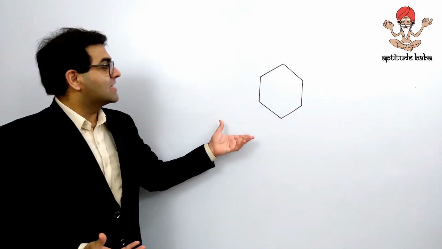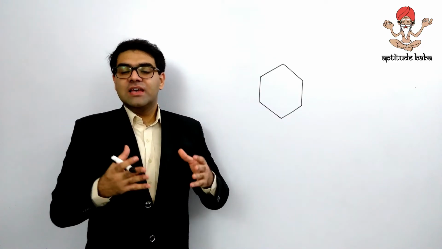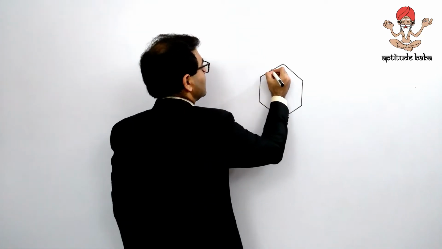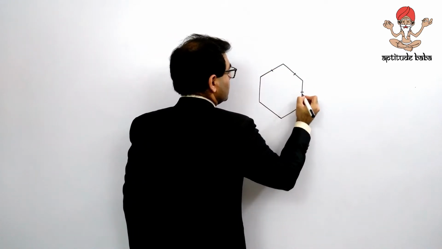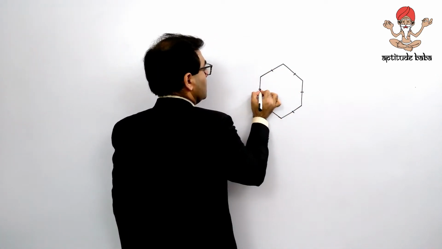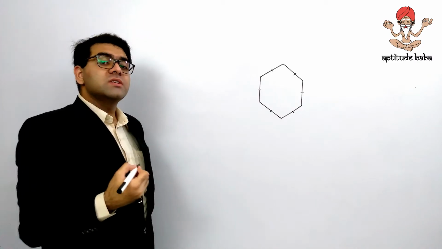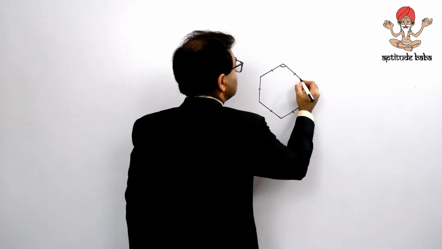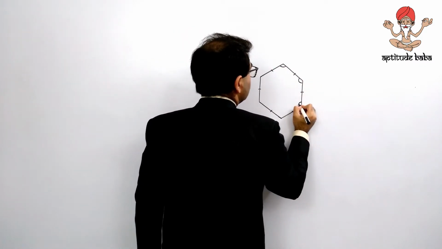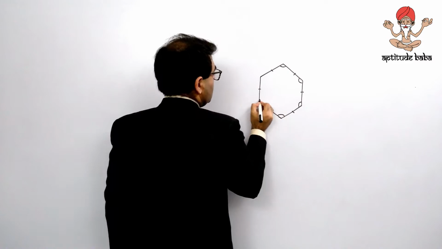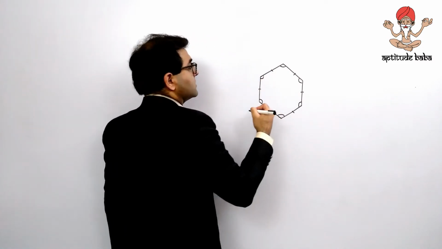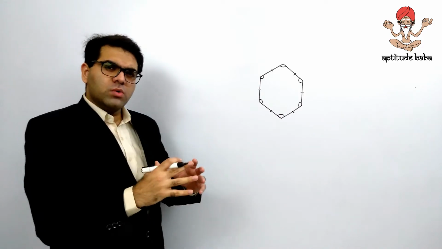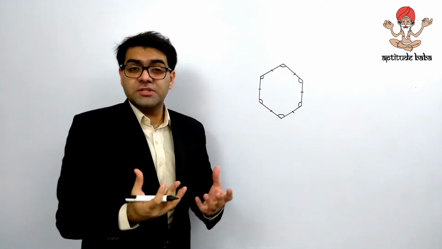For example, consider this regular hexagon. Hexagon has 6 sides, and if it's a regular hexagon, all the 6 sides are equal. Now what happens when I say all the 6 sides are equal? Well, if all the 6 sides are equal, all the 6 interior angles end up becoming equal as well. Also, since all the sides are equal, there's a sense of symmetry in the figure. Now, what do I mean when I say that there's a sense of symmetry in the figure?